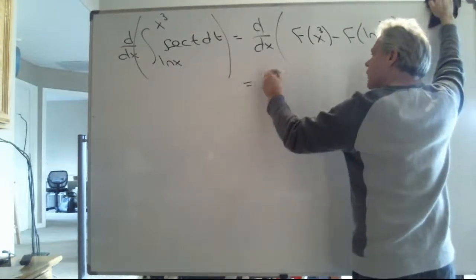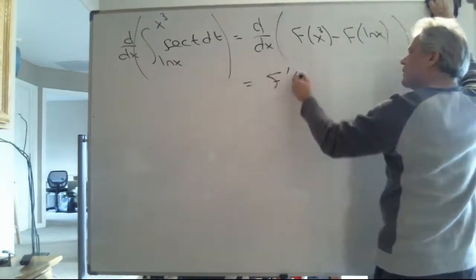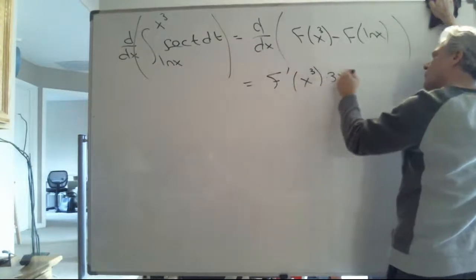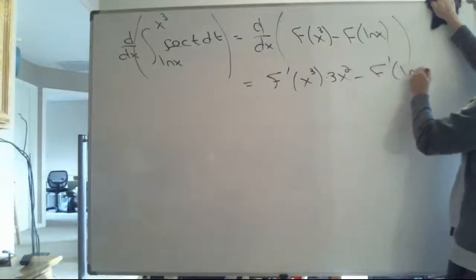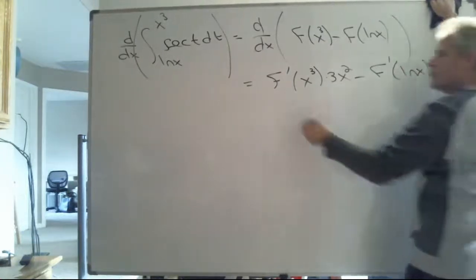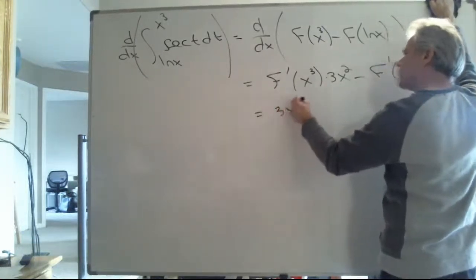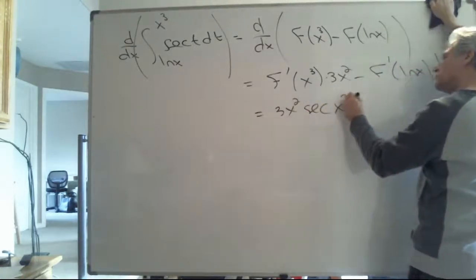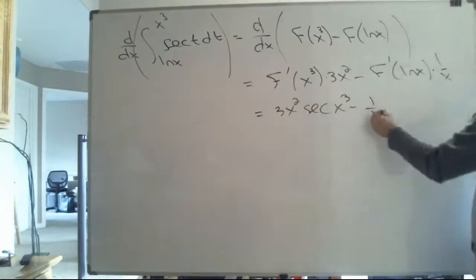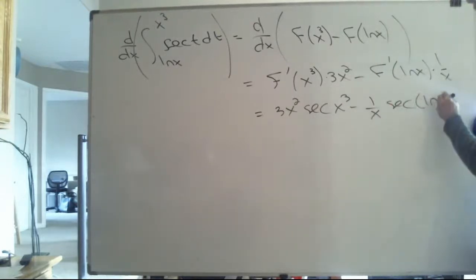But differentiating requires twice an application of the chain rule. But again, big F is a function whose derivative is a secant function. And we are in business.